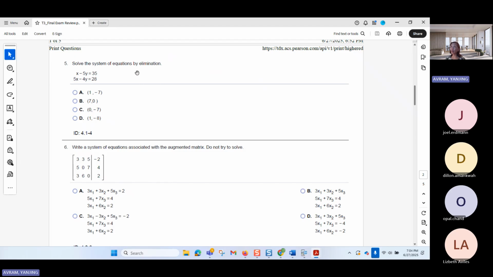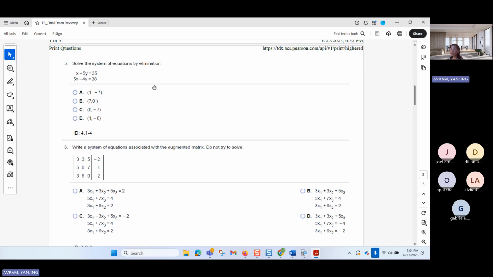This one says solve the equation by elimination. Sometimes you also have a substitution, right? But you don't really have to on the test. You can do any way you want. You can do the elimination, you can do the substitution, or you can even use the calculator using matrix. And I'll show you how to use matrix using computer as well.